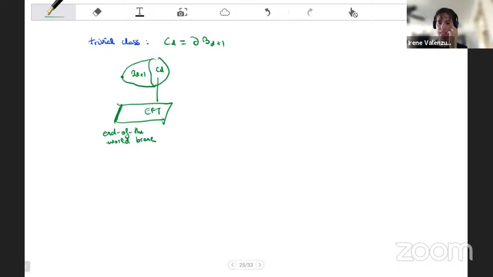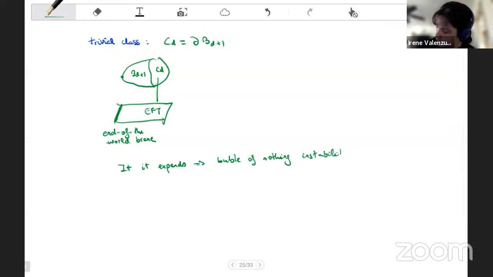Okay, so coming back to this trivial class, there is this particular class in which, since we can shrink the manifold, it means that the EFT ends. It's like the end of the world. And this is interesting because this end of the world brane, we can study its dynamics, and it could happen that, for example, if we break supersymmetry, it expands. So this is what gives rise to the bubble of nothing instabilities that were formulated by Witten in '95, I think.